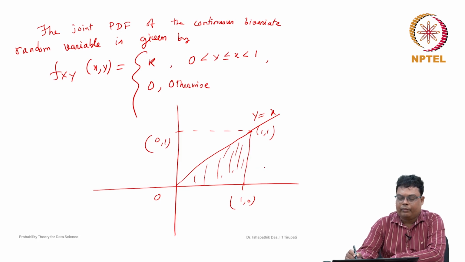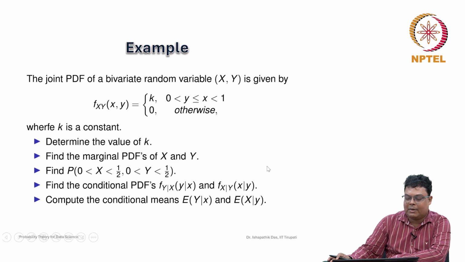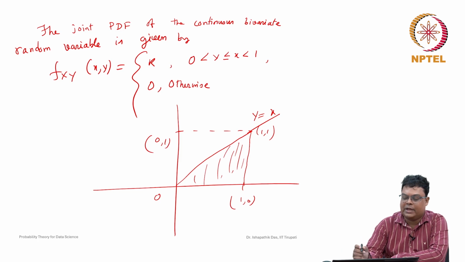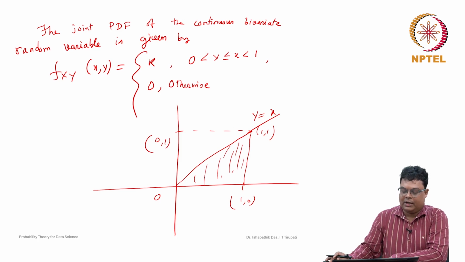Now the density is constant in this region, so what will be the value of k? Determine the value of k, and find the marginal probability density functions of x and y. We did all those things; if you can remember them we can write them directly, otherwise we have to do it. So let us quickly find out.